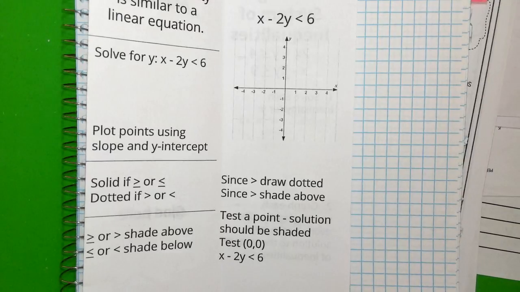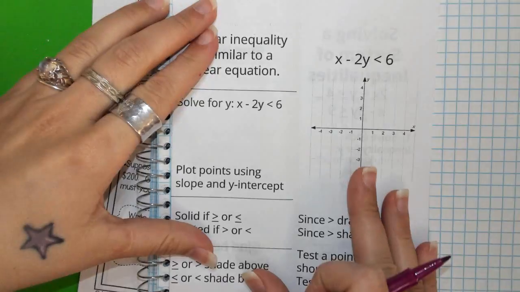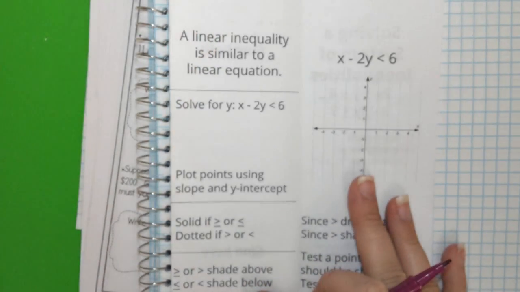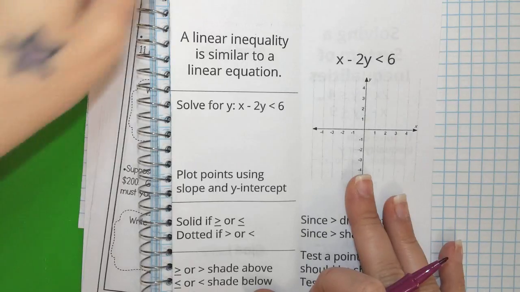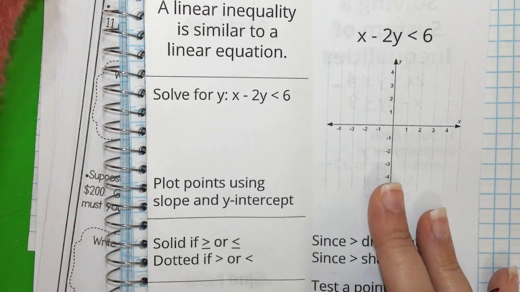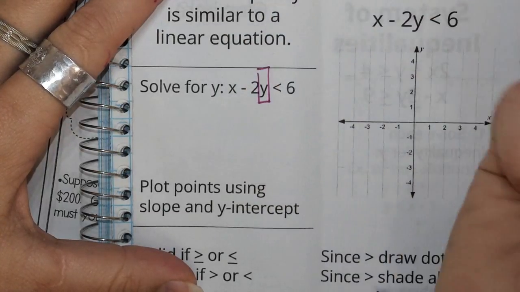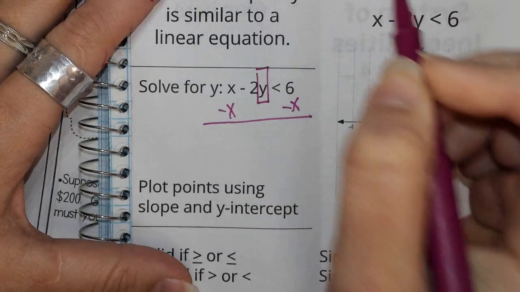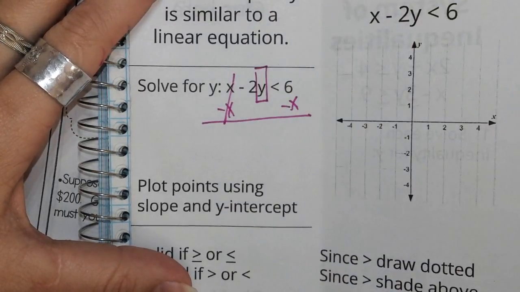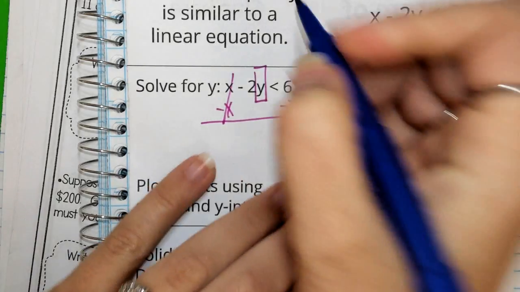Now, let's solve this first inequality for y. This is just practice to get us to number 2. We know how to do this, but this is just reviewing. So how would we solve x minus 2y for y? You have to put the x on the other side. Subtract x, good. Are we going to get positive 2y or negative 2y when we bring it down? Negative.